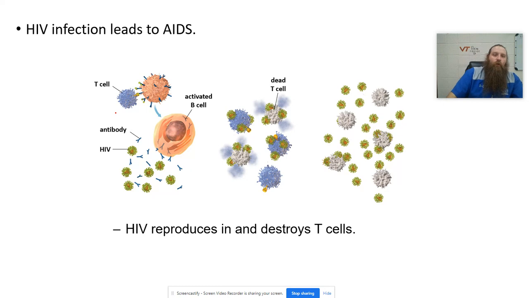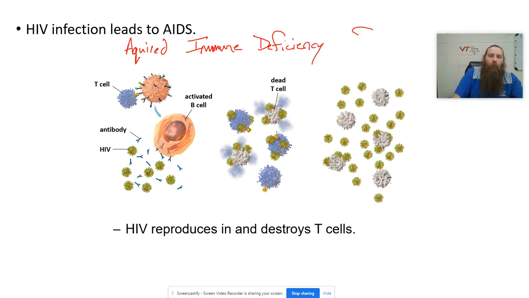Okay, so this stands for acquired immune deficiency syndrome. And basically what it means is you don't have enough white blood cells, your killer T cells. You don't have enough of them in order to fight anything off.